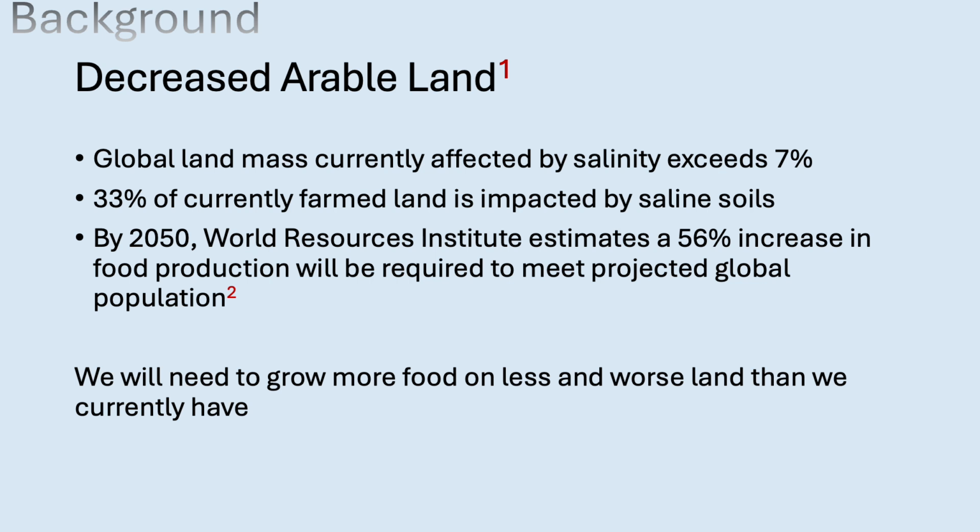I'd first like to start by explaining the problem I am trying to solve. There is a decline in the amount of arable land. This is land that is capable of being farmed. Globally, over 7% of landmass is affected by salinity. 33% of the land that is currently farmed is impacted. The World Resources Institute estimates that we will need to produce 56% more food to support the projected global population in 25 years. Effectively, we will need to produce more food on less and worse land.